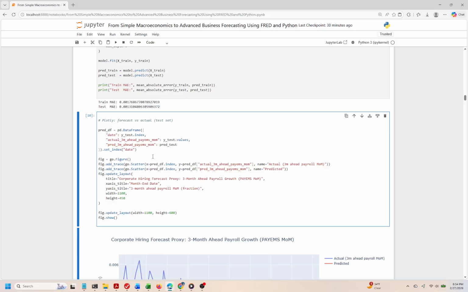The first part of the code creates a data frame that organizes our data in a structured way. It combines the dates from our test dataset with the actual values and predicted values for 3-month ahead payroll growth, allowing us to have a coherent dataset that we can draw insights from. By setting the date as the index, we can easily reference time points later in our visualizations.